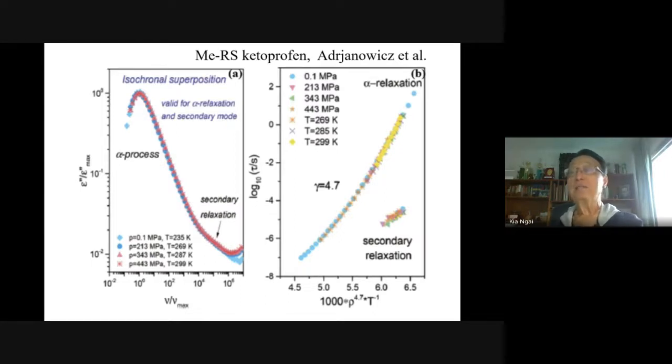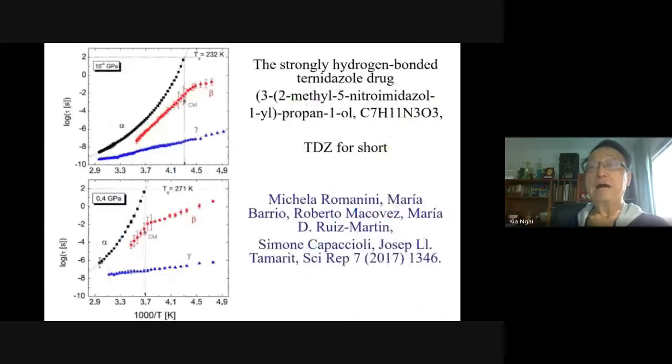So on the right side, they scale everything and the curves become superposed, very nicely done. Both the alpha and the JG beta have the same function and the same dependence on the same variable, rho TV gamma. This is done by Michela Romanini and the collaborators in Tamarit's group, and this is the strongly hydrogen bonded ternidazole drug, and that formula is very complicated. It's right there.